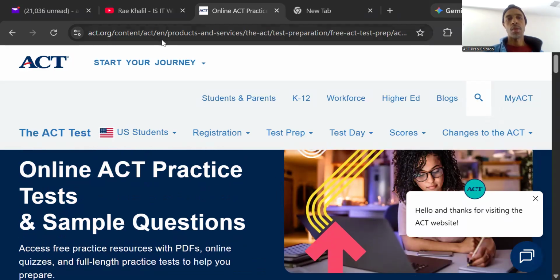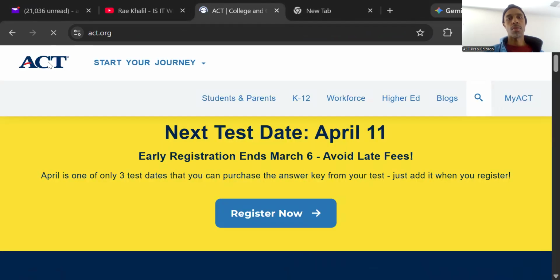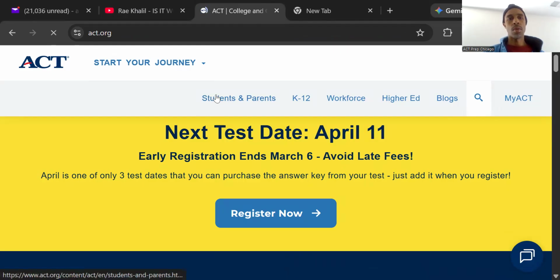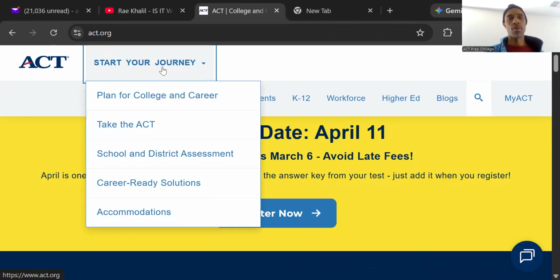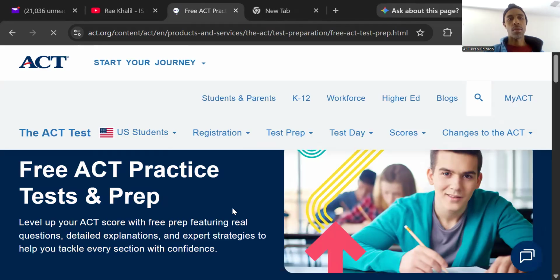So the way you get through this is you go to act.org. You would have to click on the ACT test. Let's just say we started from the regular screen. You would say start your journey, and we go to take the ACT. And then you would go to test prep, and then you would go to free practice tests, okay?